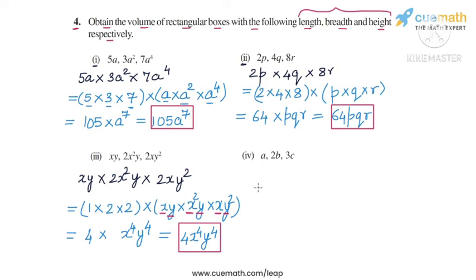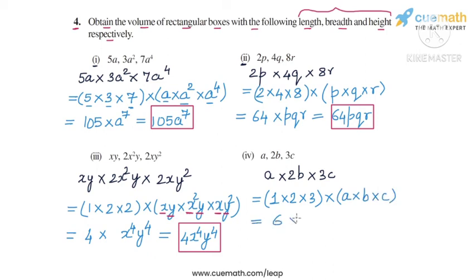And finally, coming to part 4, the length in part 4 is a, the breadth is 2b, and the height is 3c, and we have to multiply these three monomials. So we multiply the coefficients separately. The coefficient in a is 1, the coefficient of 2b is 2, and of 3c is 3, and the variable or the algebraic factors are a, b, and c. So 1 into 2 into 3 is 6, and a into b into c is abc.